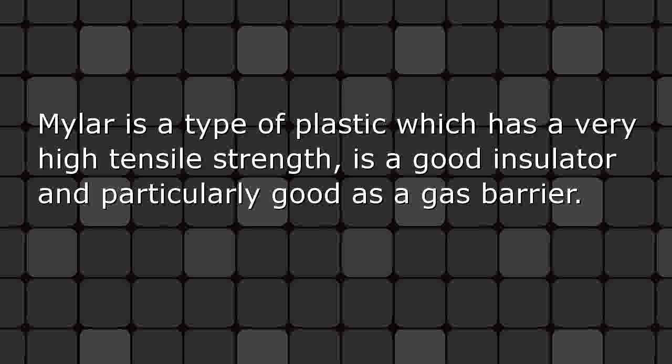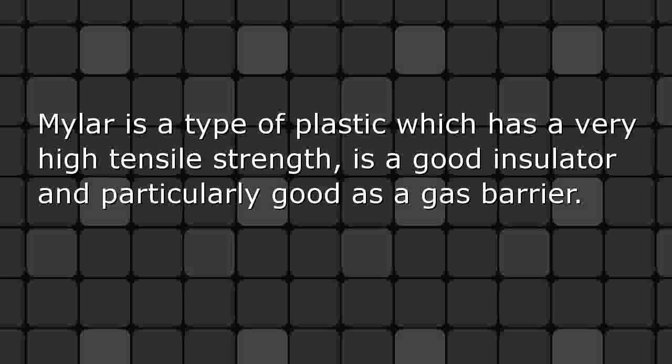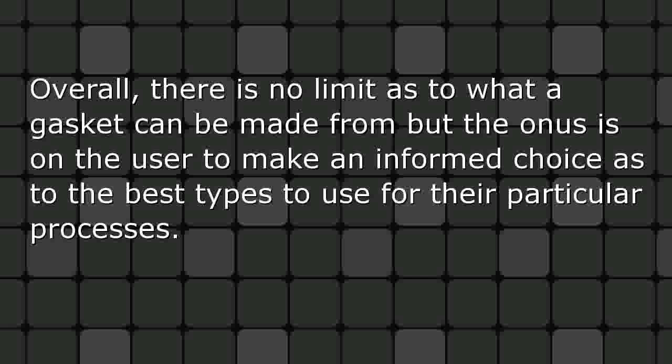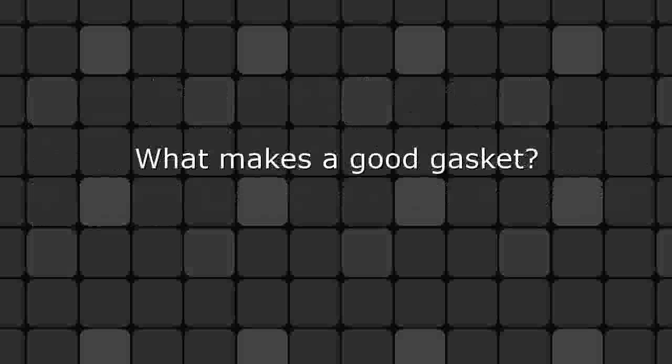Mylar is a type of plastic which has a very high tensile strength, is a good insulator and is particularly good as a gas barrier. Other materials include carbon fibers such as Kevlar, ceramics, fiberglass and other composites. Overall, there is no limit as to what a gasket can be made from, but the onus is on the user to make an informed choice as to the best types to use for their particular processes.